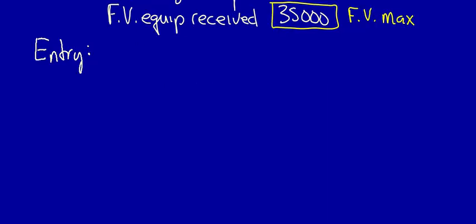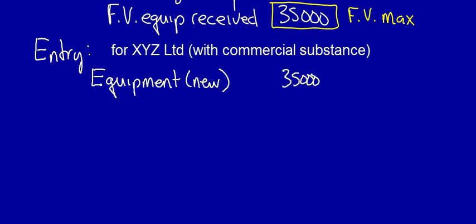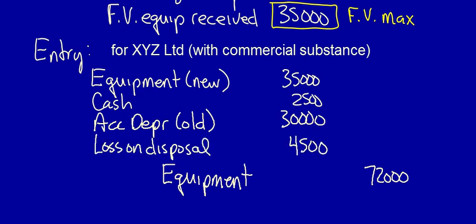Let's do the entry. Remember that this entry is for XYZ. First, we have to record the new equipment at its maximum value, $35,000. Then we have to record the cash received, $2,500. Next, we have to get rid of the accumulated depreciation of the old equipment, $30,000. Direct from the chart. Now get rid of the value of the old equipment, which is no longer there, $72,000. Straight from the chart. And now this entry does not balance, so we have to record a loss on disposal, $4,500.